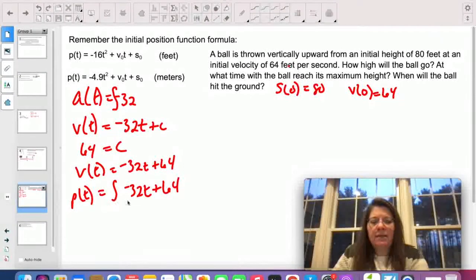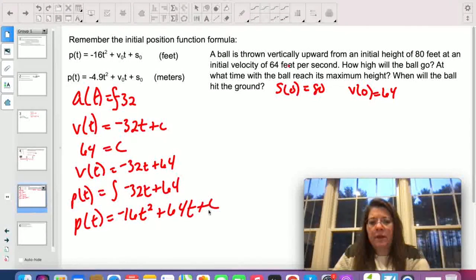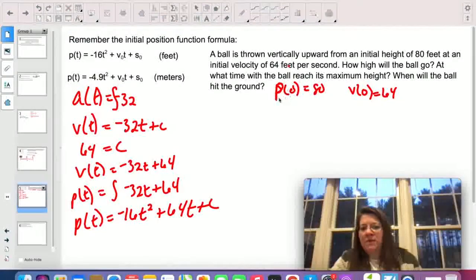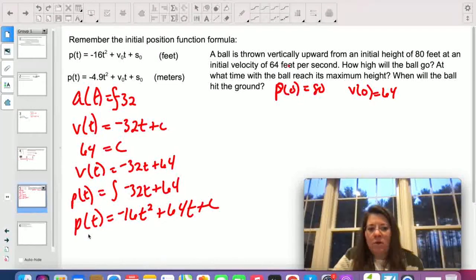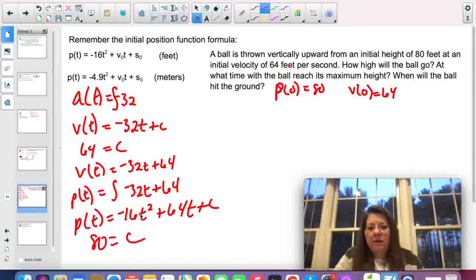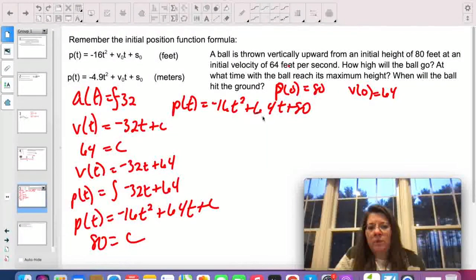So the position function is the antiderivative of the velocity function. If I take the antiderivative of this, I'll have negative 16t squared plus 64t plus c. And then we were given the initial condition that s of 0 equals 80. So if I plug 0 in for t and 80 in for the position, I could change this to p of 0, and it's fine. So p of 0 is 80, so I'll have 80 equals c, because if t is 0, these drop out. So my position function then becomes p of t equals negative 16t squared plus 64t plus 80. This is the position function that I have worked my way to by doing the antiderivatives of the acceleration and velocity functions.